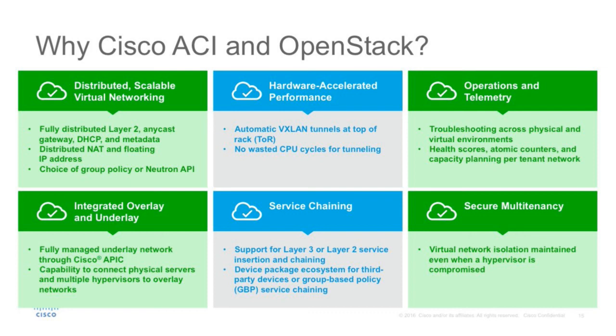Hardware accelerated performance: it does VXLAN in hardware, so we can get line rate performance without wasting too many CPU cycles. Service chaining: ACI has a very good way of service chaining. There's also something we call a device package that allows you to bring firewalls and other layer 4 to 7 services into the ecosystem to be used as policy.